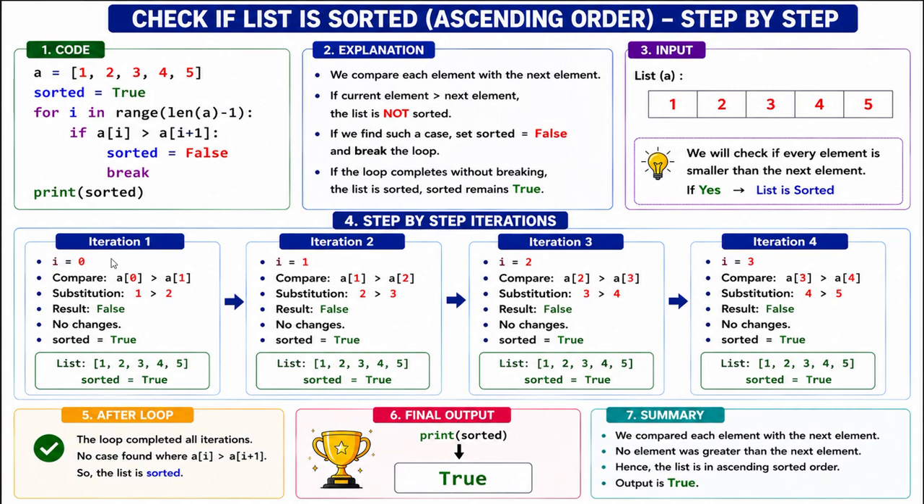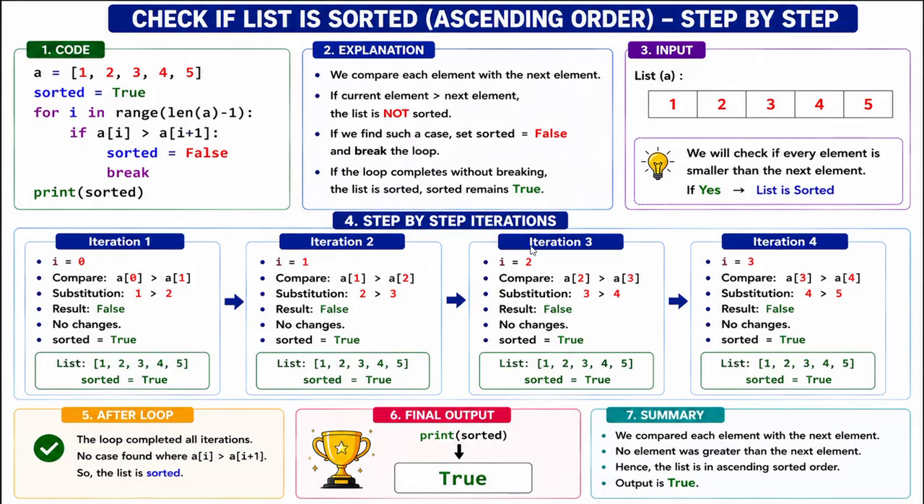In iteration one, i equals 0. Here we compare a of 0 greater than a of 1. It means 1 greater than 2, the result is false. Right? So there is no change. In iteration 2, i equals 1. Compare a of 1 greater than a of 2. What is a of 1? 2. What is a of 2? 3. Is 2 greater than 3? False. Right? So there is no change.